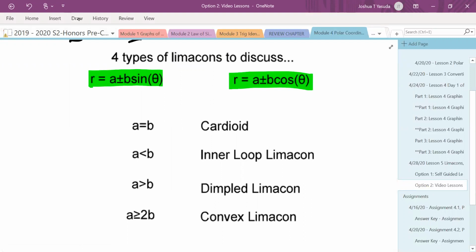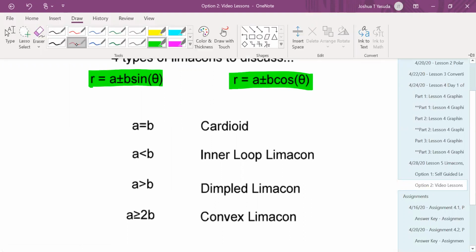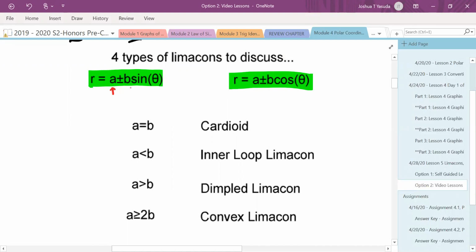You have two terms. You have a constant A plus or minus B times sine of theta, or A plus or minus B times cosine of theta. Normally you would think that if I do A plus or minus B cosine of theta, well, B cosine of theta is a circle, and if I just add a number to it, it's going to just shift it up. That's what it would seem like, but that would be if we were in the coordinate plane.